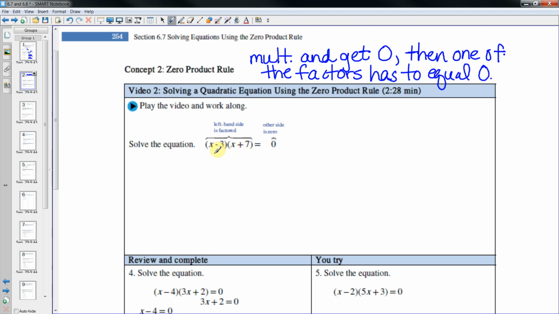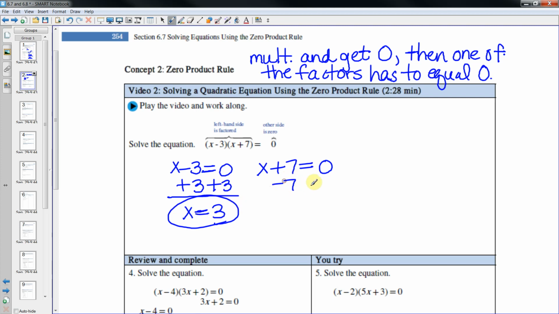So in this example, I've got x minus 3, that's a factor, x plus 7, that's another factor, equals 0. So what the zero product rule says is that then that means that either x minus 3, that parentheses has to be equal to 0, or x plus 7 has to be equal to 0. That would make the entire equation on the left side equal 0, if either one of these parentheses turned out to be a 0. So we're going to have to find the numbers that would cause those parentheses to be equal to 0. So I'm going to set each one equal to 0, and I'm going to solve for x. So on this one, I'm going to add 3 to both sides. So x equals 3.